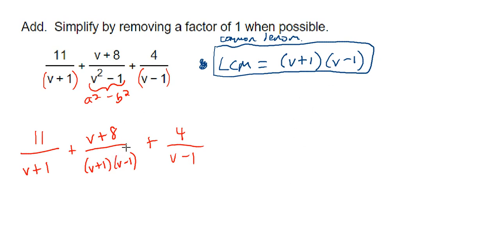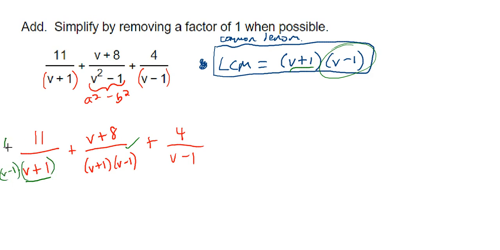The middle one already does. It's good to go. It already matches the LCM. It already is the common denominator. But I need to fix these other two. So this first fraction, we already have the v plus 1. What are we missing from this denominator? We're missing the v minus 1. Since that's what I'm missing, that's what I will multiply to this denominator. I'm going to multiply it by v minus 1.